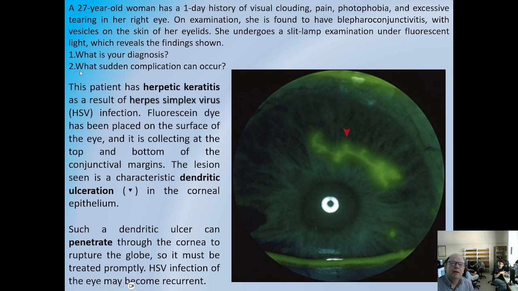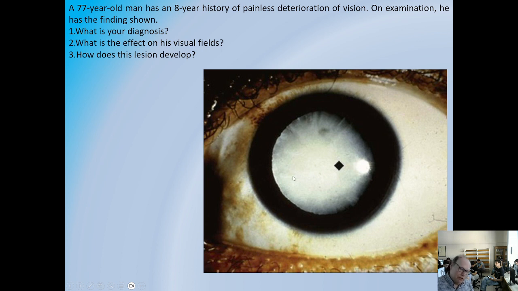You see here that this is keratitis, and this is due to herpes. You see it's like an ulceration. That means it's some sort of cutting of the covering cells of the conjunctiva. That's why we have this dendritic line here. And this can penetrate through the cornea to rupture the globe. So it must be treated. So we have herpetic keratitis here. You know all this, I'm sure you know.